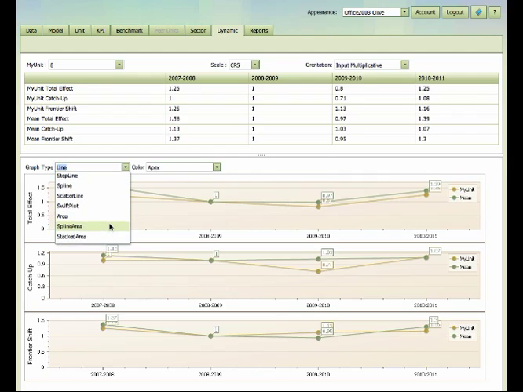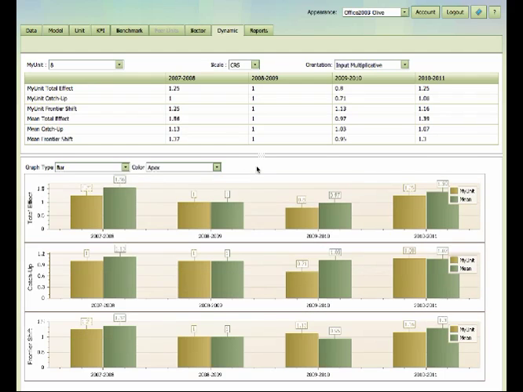So you can take, for example, bars. And you can also choose what kind of color scheme you would like to use by using this option here. So that's what you can do with dynamic analysis in interactive benchmarking.